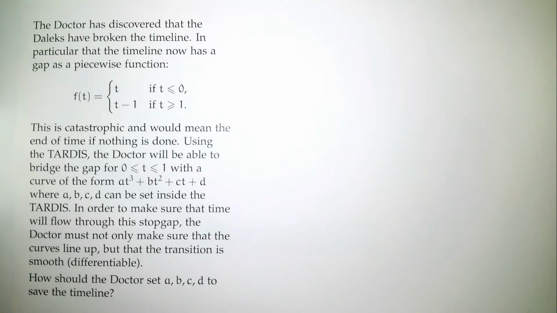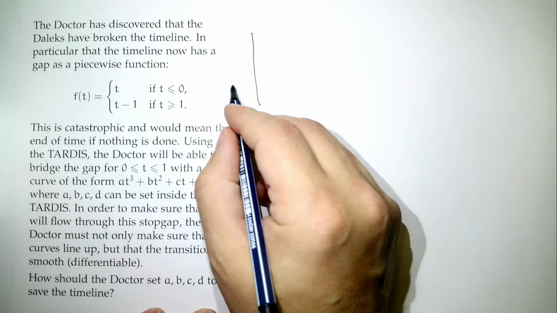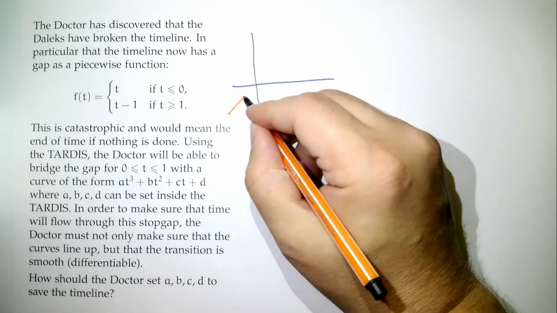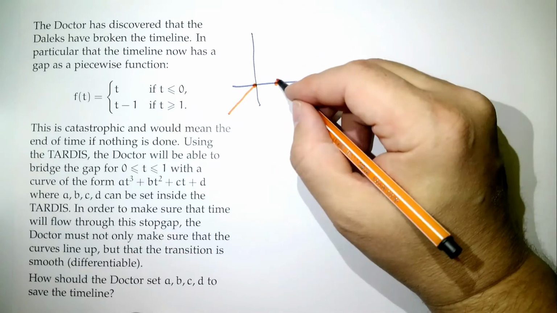So here we go. The doctor, and you're probably thinking, the doctor? Doctor who? Exactly. Has discovered that the Daleks have broken the timeline. In particular, that the timeline now has a gap. And if you were to model it as a piecewise function, we see the following. That time was flowing pretty well. So it looked like this. We had time. And then, all of a sudden, there's this gap.